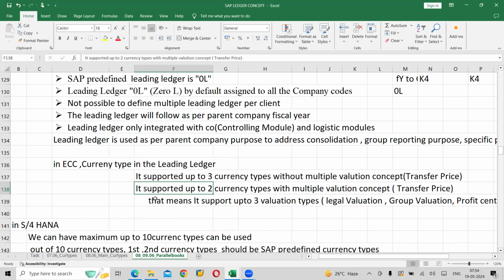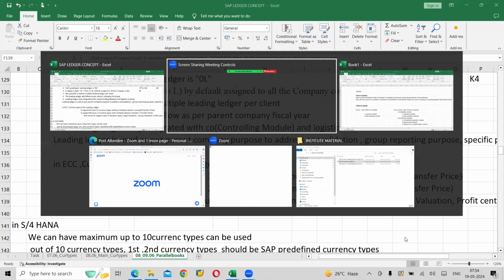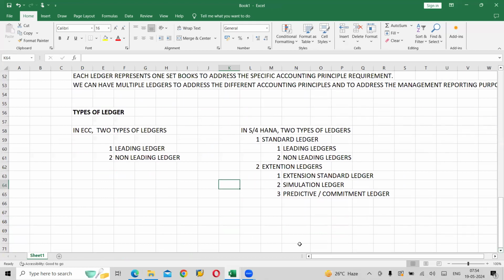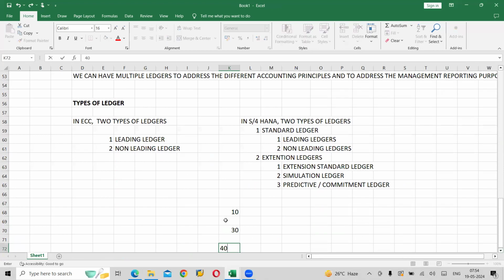Any questions still here? What are the 3 currencies we have? So here, first currency, you remember? Local currency. What is that local currency? Company code currency, our currency, Indian. I am not asking what is local currency. Currency type 10, currency type 30, currency type 40.